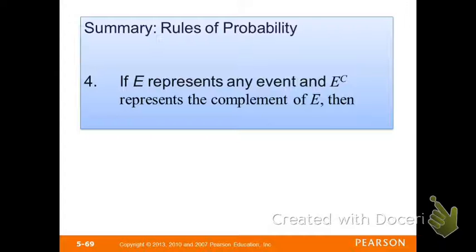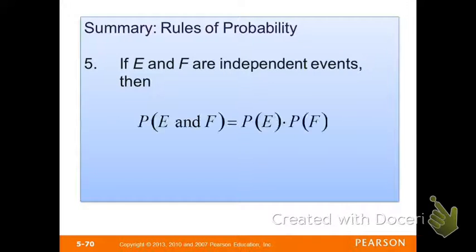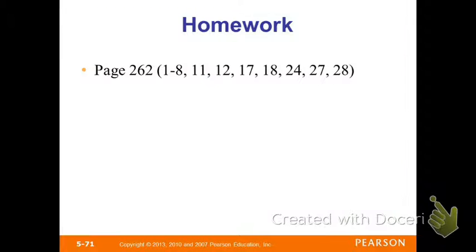And then today we looked at if E complement represents the complement of E, then the probability of the complement is 1 minus the probability of E. And then today we said that the probability of E and F is equal to the probability of E times the probability of F if the events are independent. And that's going to extend in the next lesson to what happens if events are dependent.